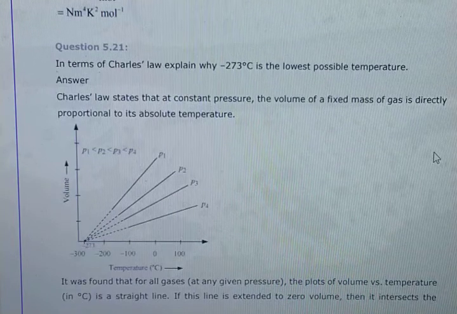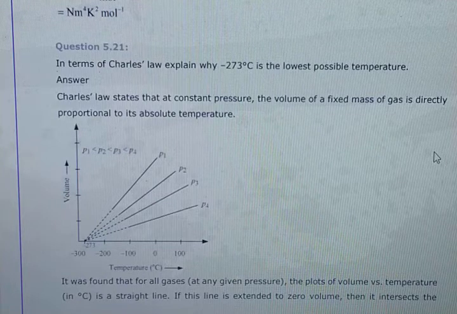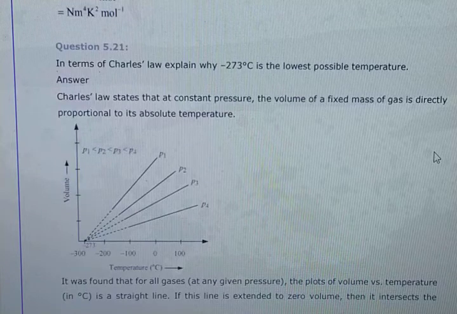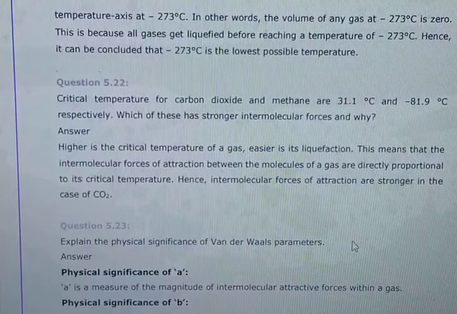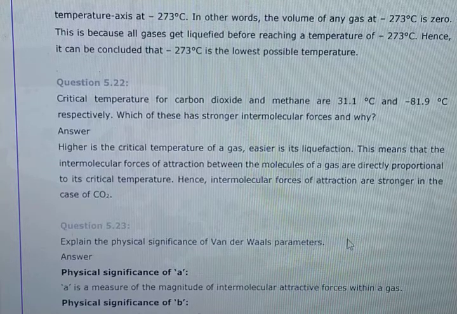It was found that for all gases at a given pressure, the plots of volume versus temperature in degrees Celsius give a straight line. If this line is extended to zero volume, then it intersects the temperature axis at minus 273 degrees Celsius. In other words, the volume of any gas at minus 273 degrees Celsius is zero. This is because all gases get liquefied before reaching a temperature of minus 273 degrees Celsius. Hence, it can be concluded that minus 273 degrees Celsius is the lowest possible temperature.